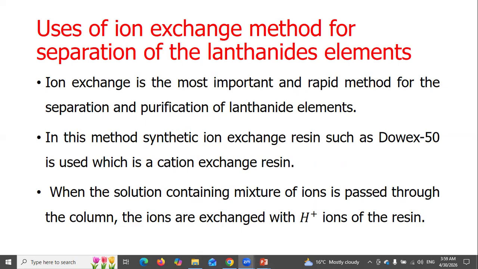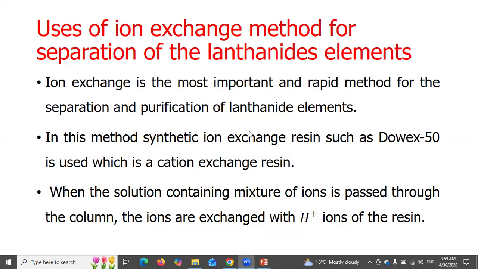Uses of ion exchange method for separation of the lanthanide elements. Ion exchange is the most important and rapid method for the separation and purification of lanthanide elements. In this method, synthetic ion exchange resin such as Dowex 50 is used, which is the cation exchange resin.